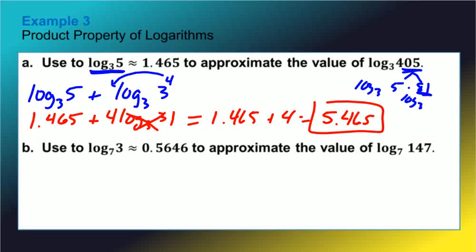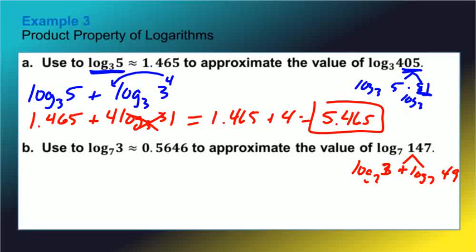Letter B, use log base 7 of 3 to be about 0.5646 to approximate the value of log base 7 of 147. Now I need to have log base 7 of 3 here. So if I do 147 divided by 3, I get 49. So this one I can write as log base 7 of 3 plus log base 7 of 49.